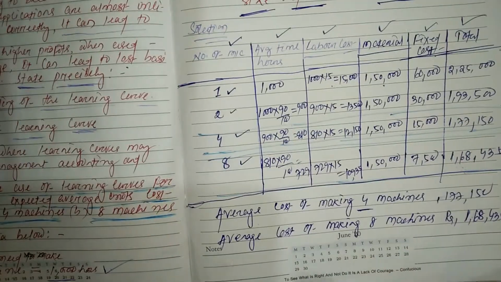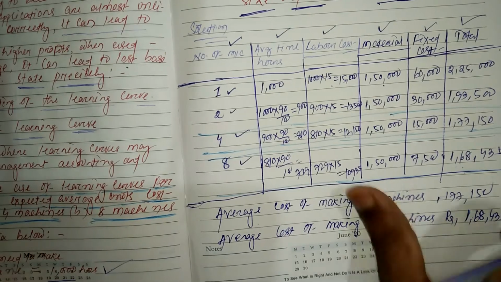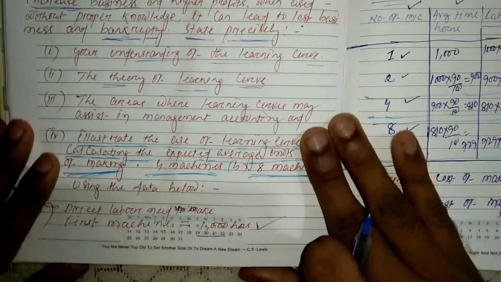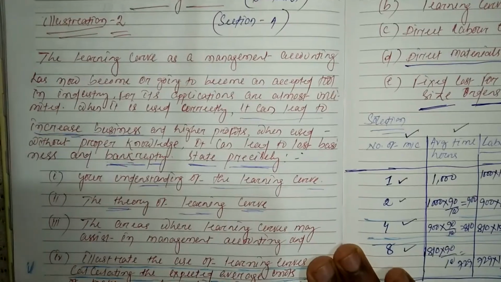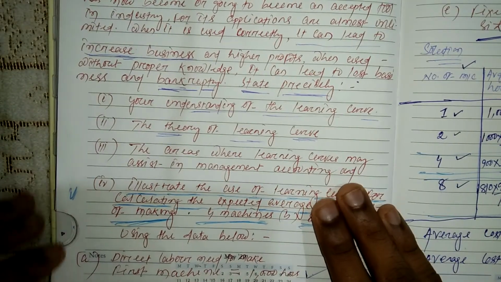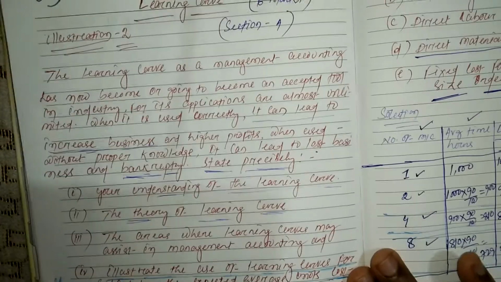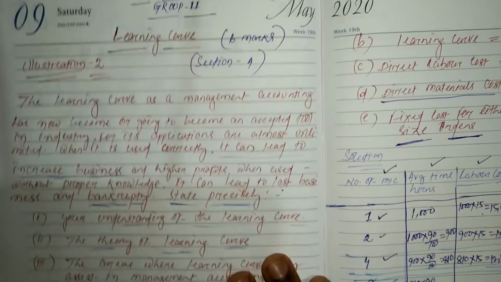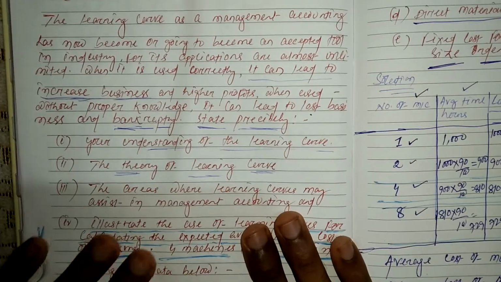I have solved it. The learning curve question is very easy and very interesting. But you need to revise it as much as possible, because without revision you cannot do it in the exam hall. This question carries 6 marks and sure short marks will be awarded. You just need to do it this way.